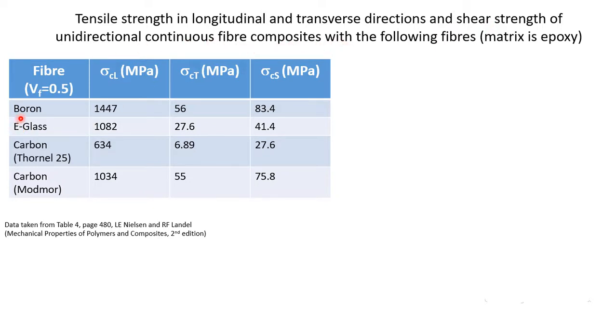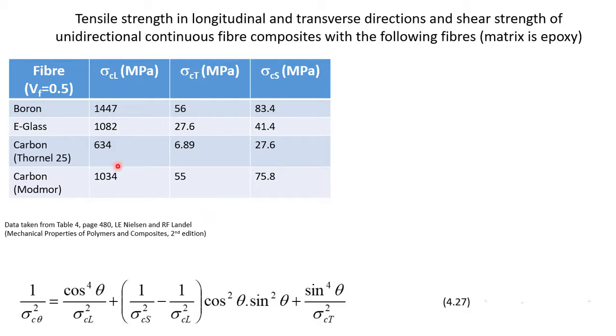So the matrix is epoxy for all of these cases, and these are the fibers used: boron, e-glass, carbon, and another type of carbon. The volume fraction of the fiber is 0.5. So these are the values of sigma cl, sigma ct, and sigma cs. All are in megapascal. So using this data and using the equation we have just introduced for finding out the strength of the composite in any direction relative to the length of the fiber direction, we can find out.